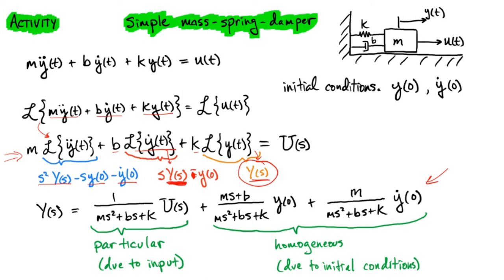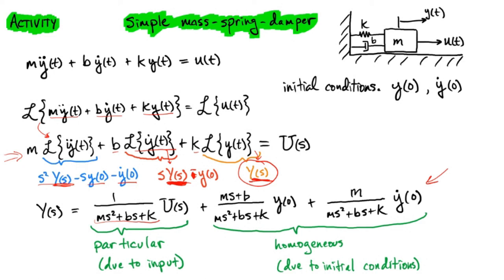So we're going to put all of these y of s terms together, and that's going to be essentially this denominator, ms squared plus bs plus k. That's why we're dividing it, and that's why it appears in the denominator on all three terms over here.